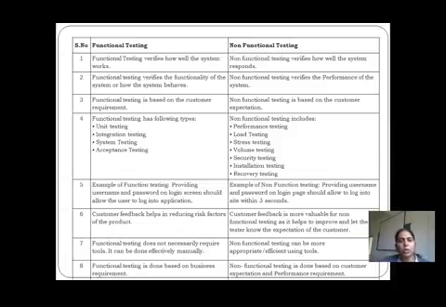Here you can take a simple example. When we develop an application, and that application is working, but it is not giving a response as early as possible, then what will happen? Then we can say that the performance of that particular application is not proper. That is the aspect we need to consider when performing non-functional testing. So what is the first difference? Functional testing verifies how well the system works, and non-functional testing verifies how well the system responds. Okay, so this is the first difference.